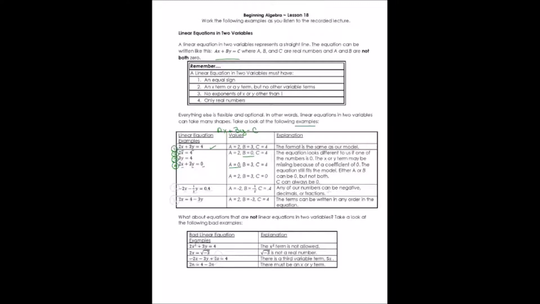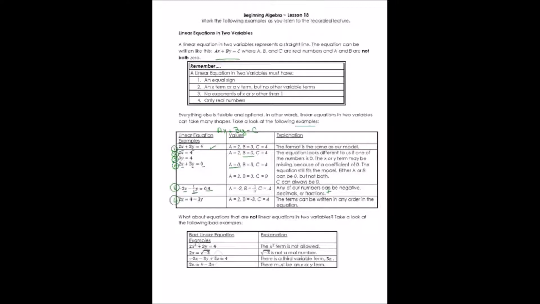Now, let's take a look down here at the next example, number 5, and see if it still fits our model. Can you find an A, a B, and a C? Well, the coefficient of the x term, which is A, is going to be negative 2. The coefficient of the y term is a negative 1/3. It's a fraction, but that's okay because fractions really still are real numbers. And my c term is the other number, 0.4, which is a decimal. Any of our numbers can be negative, decimals, or fractions, so that's something you want to remember.